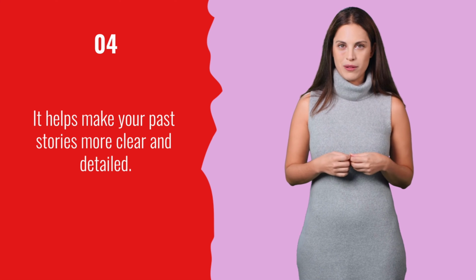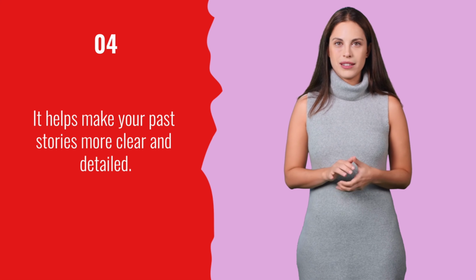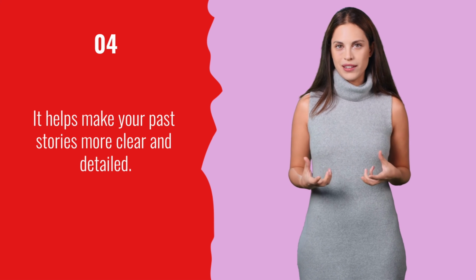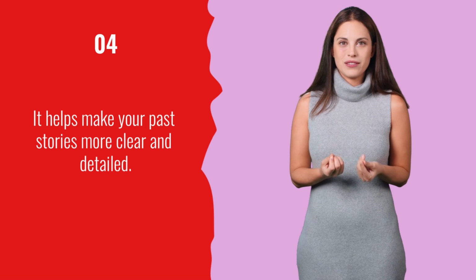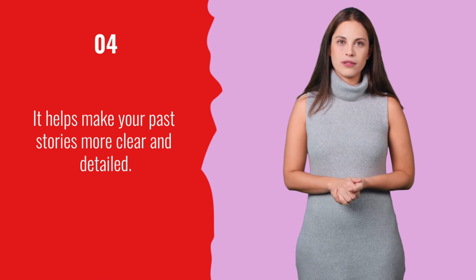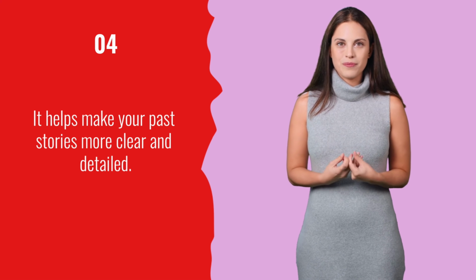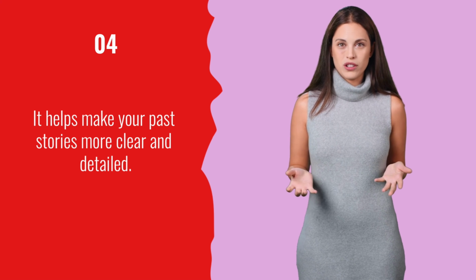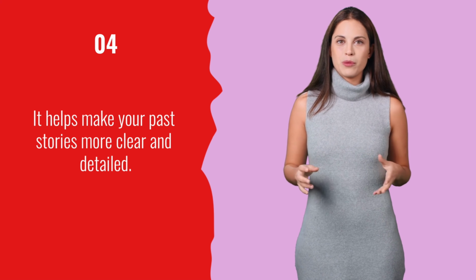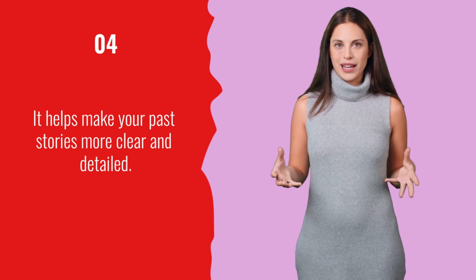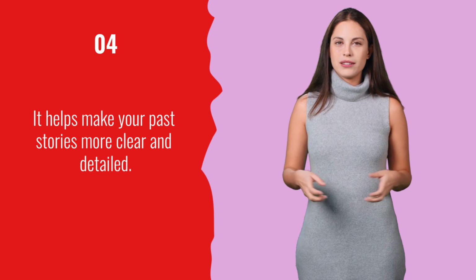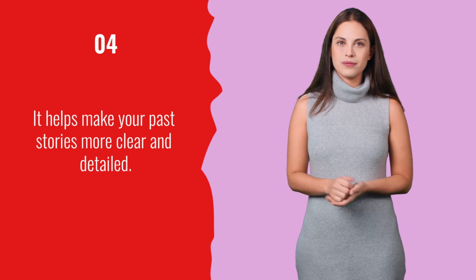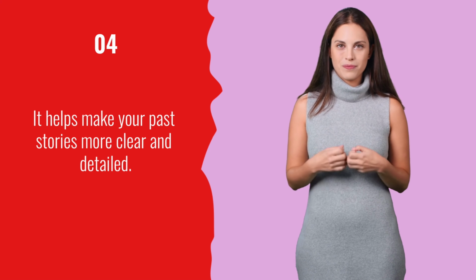When you're telling a story about the past, things can get confusing if everything sounds like it happened at the same time. That's where the past perfect comes in. It helps you organize the events. It lets you say, this happened first, then that happened after. You're not just saying what happened, you're saying what happened before that. You're showing the full picture. For example, we got to the restaurant, but they had already closed. Now the listener knows exactly how the story went. First, the restaurant closed. Then, you arrived.